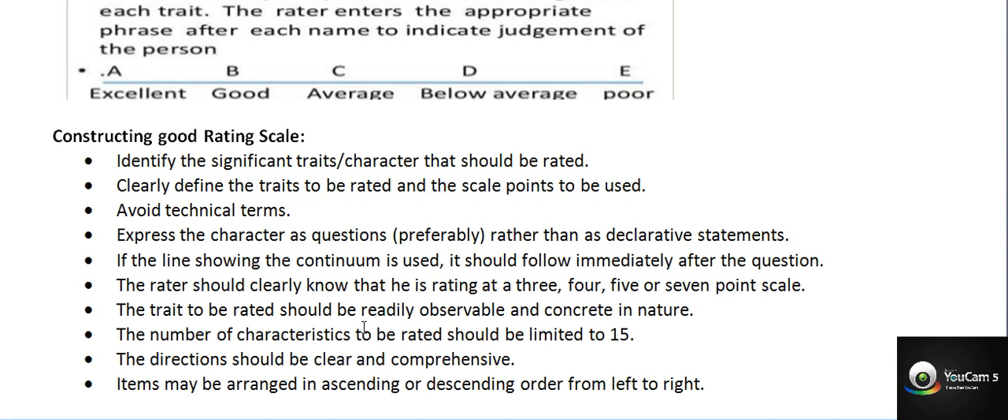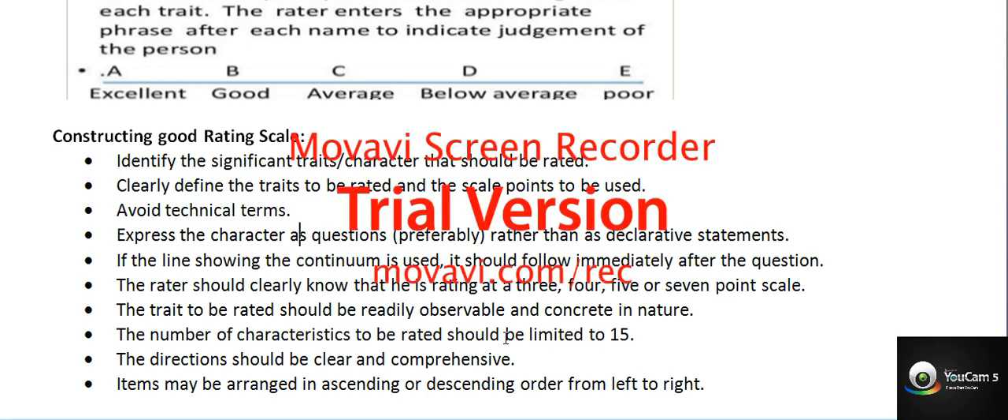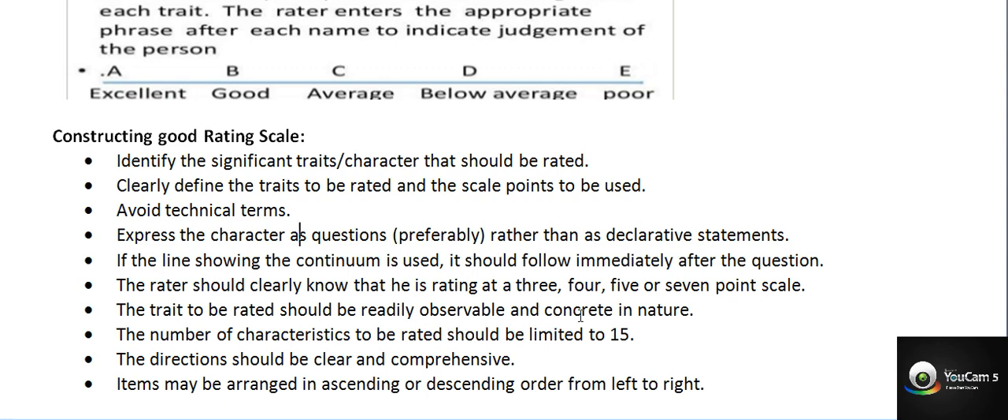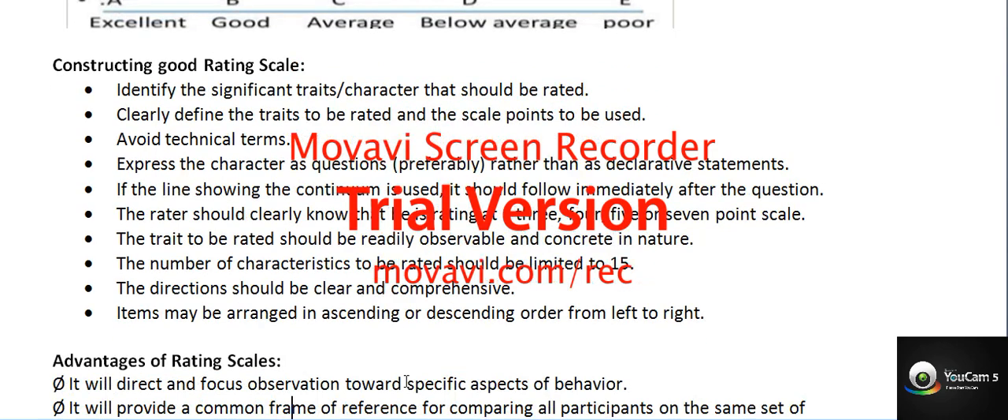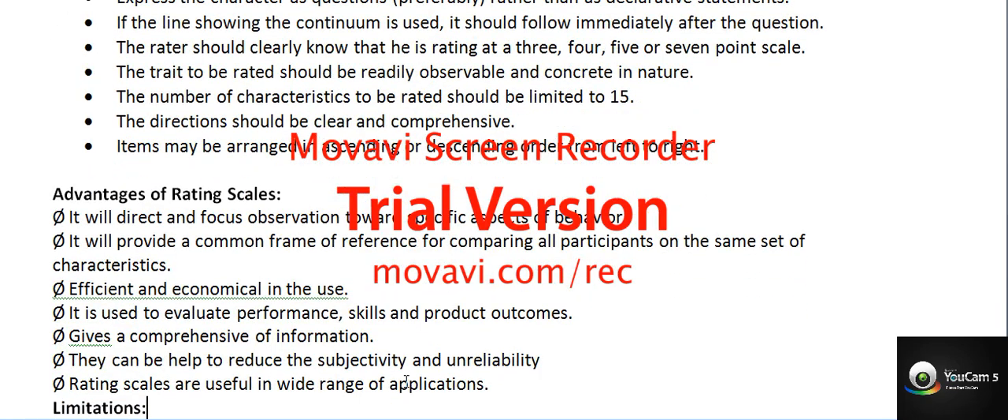The characteristics being observed should not be more than 15. This is very important. When you make a rating scale for observation, the number of characteristics you are going to observe should not be more than 15. The directions should be clear and comprehensive. Items will be arranged in ascending or descending order, or left to right, in whatever way you can arrange it. Clear.